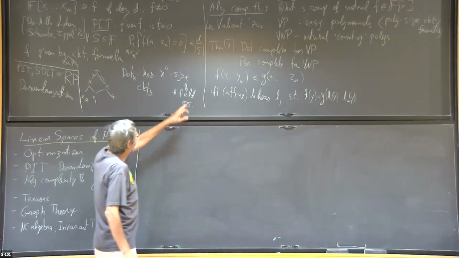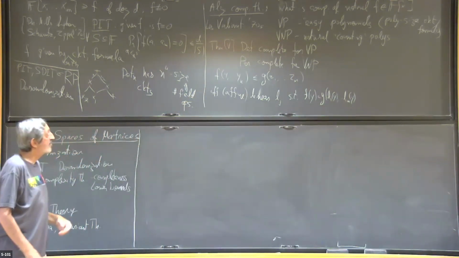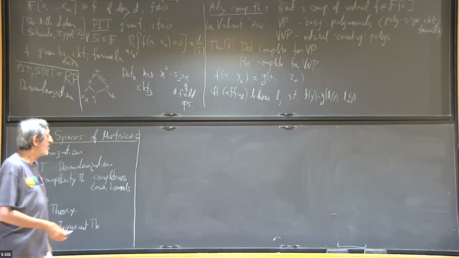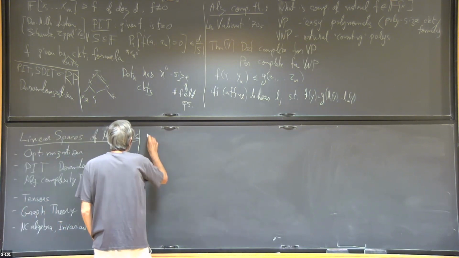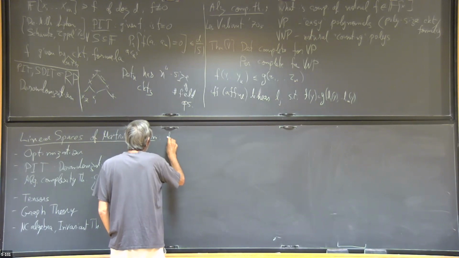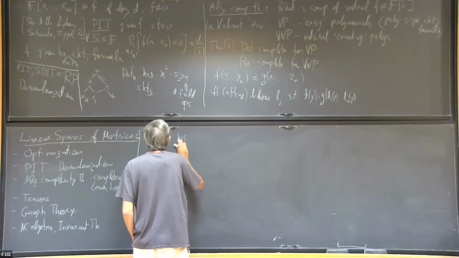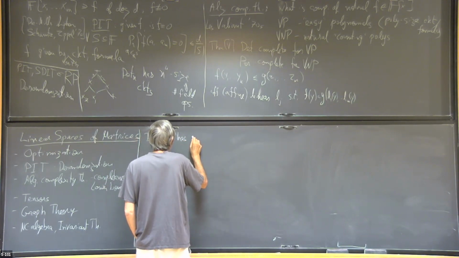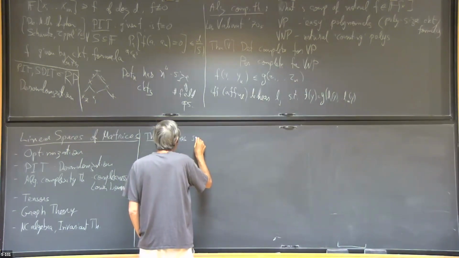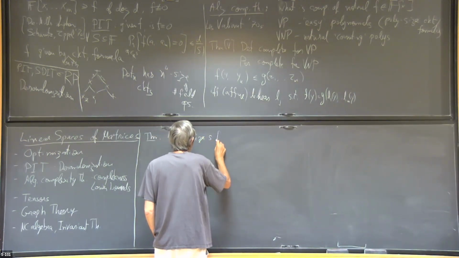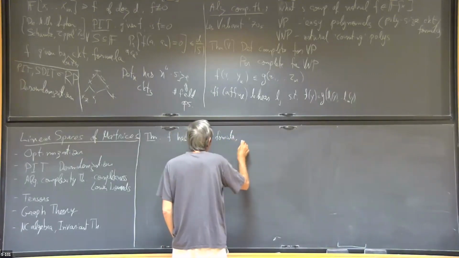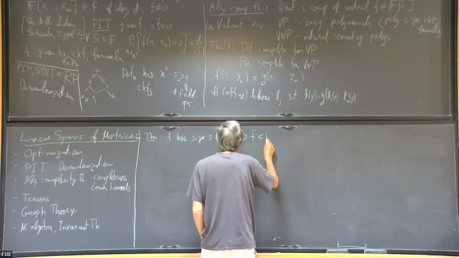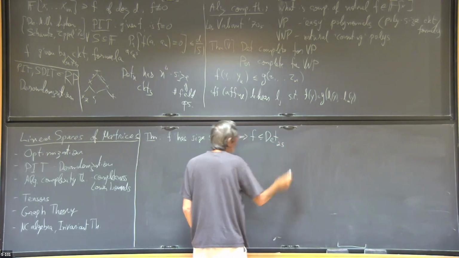Okay, so let me prove this first theorem. The determinant is complete. VP is a class for now of everything that has polynomial size formulas. So the statement: if f has a formula of size s, then it is reducible in this sense to the determinant of s by s matrices.